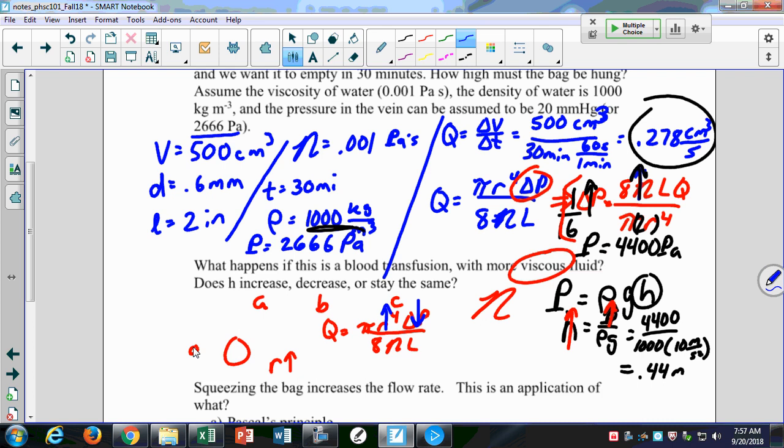To keep the same flow rate, I want to keep Q constant over here. If R goes up, then my pressure differential, the difference in pressure, is going to decrease. And then, if my pressure goes down, P is equal to rho g h. If pressure goes down, that means that the height of the bag should also go down. All right?